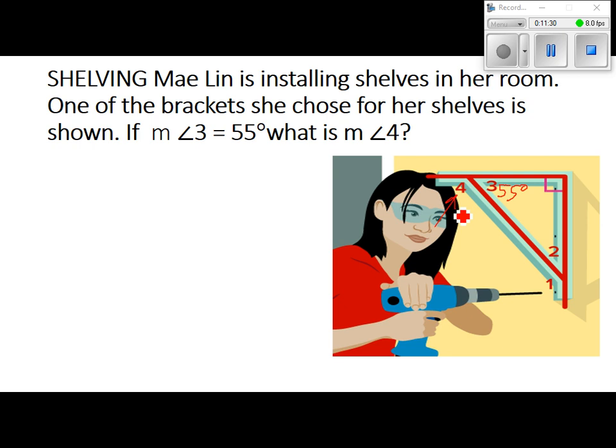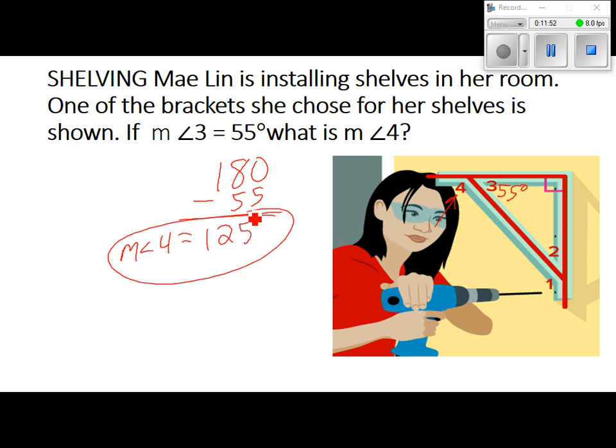They're a linear pair. Well, if they're a linear pair, what do I know about them? They add up to 180. So how can I find angle 4? 180 minus 55. Somebody help me out. 125. Everybody agree with Kellen? Yeah. So the measure of angle 4 is 125 degrees. Anybody have any idea, could we find angle 1?